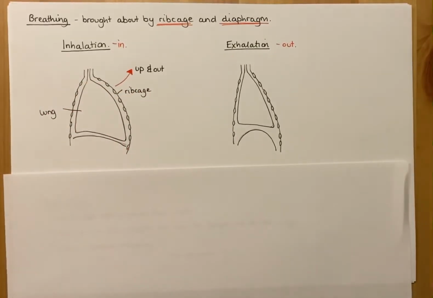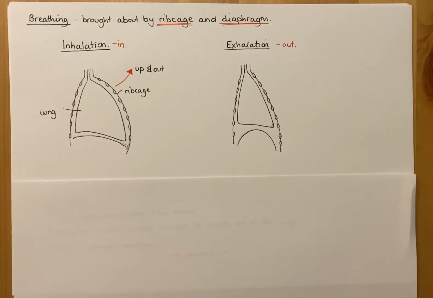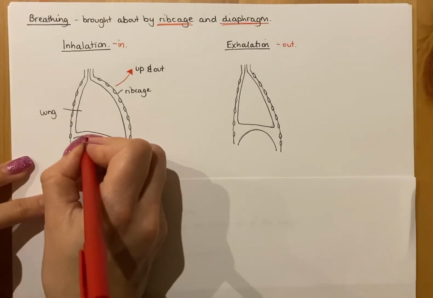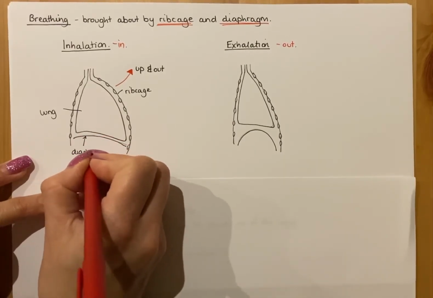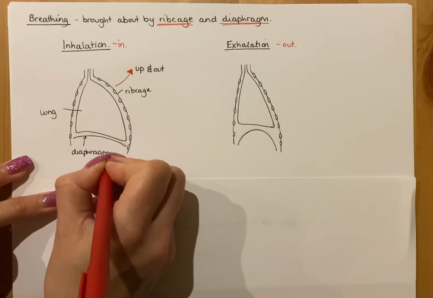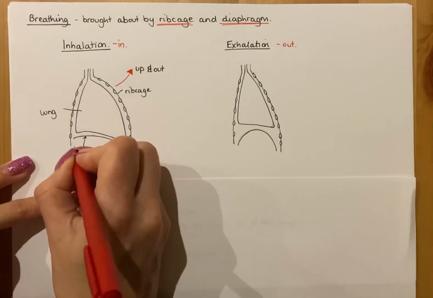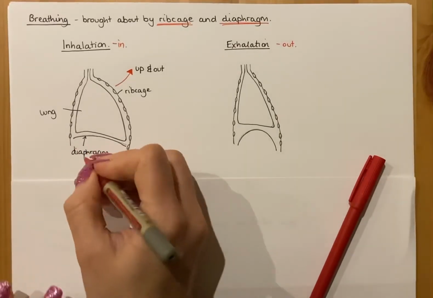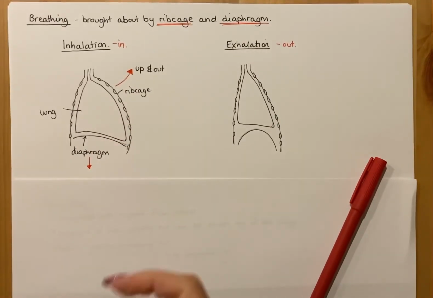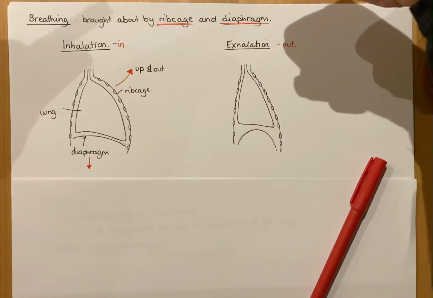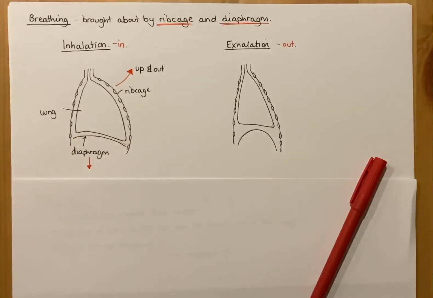Now that rib cage moves up and out and it makes that lung expand. Now it's not only your rib cage that's involved in that, it's your diaphragm as well, that muscle underneath your lungs. So that diaphragm here pulls down. So when it pulls down, what it does is it makes your lung get bigger underneath as well. So your rib cage is pulling it up and out and your diaphragm is moving it down.